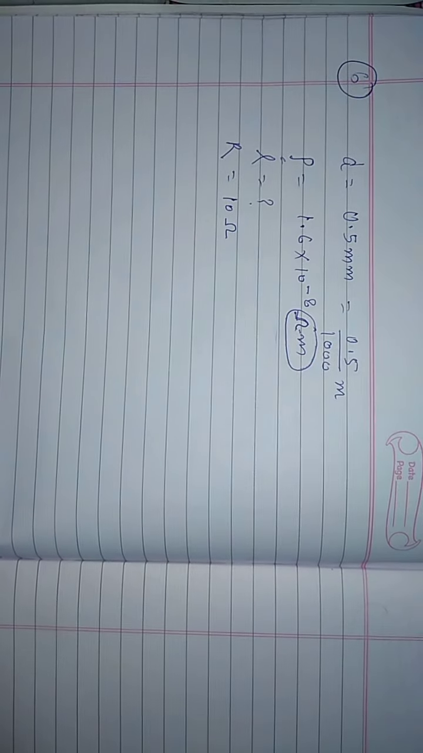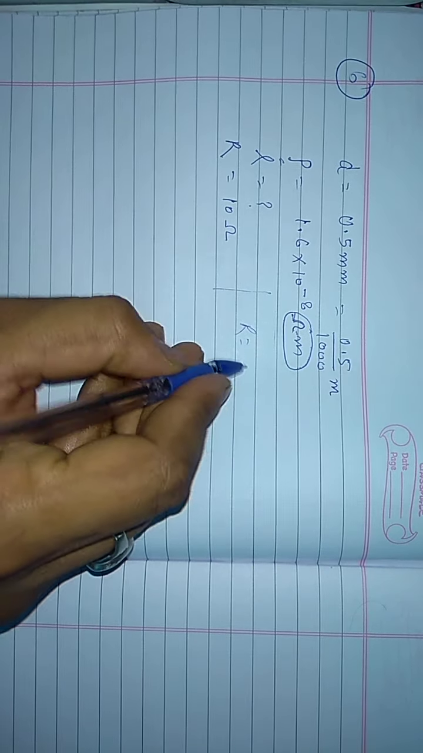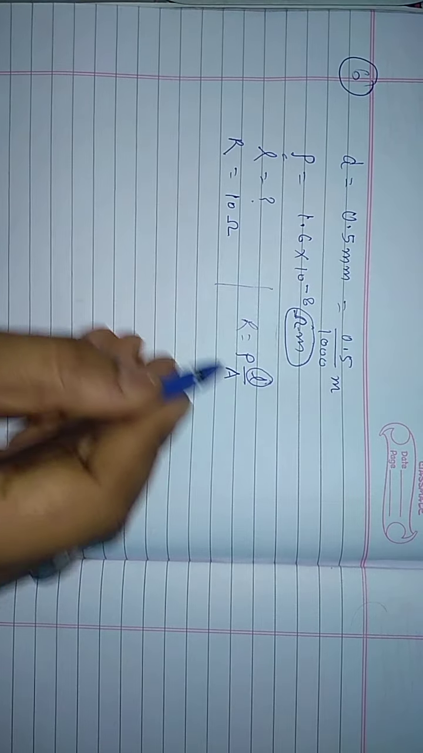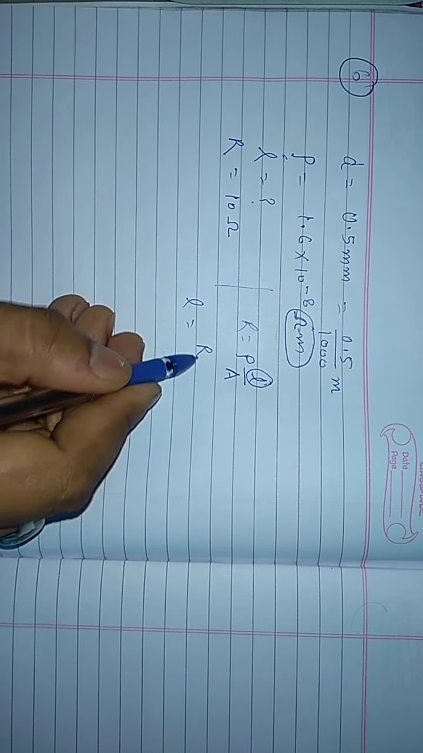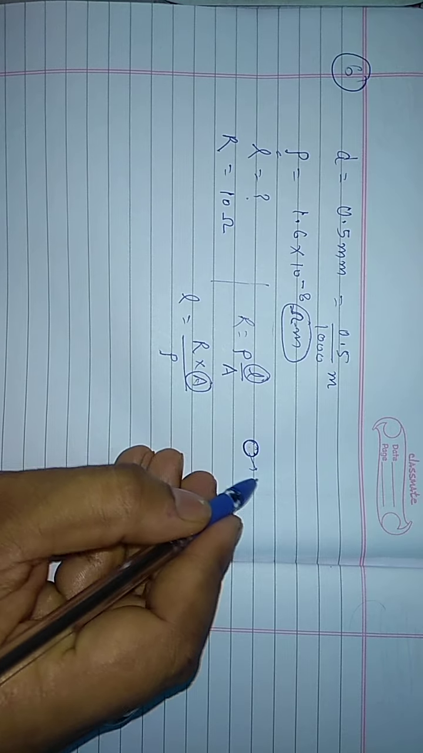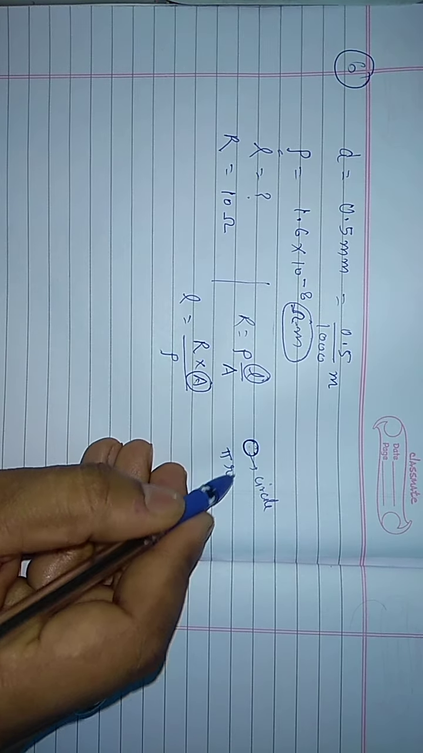All the data is this. So we know, very easy, R equals rho L upon A. This is the formula, and we have to find the length. So length will be equal to R into A upon rho. What is A? Because a wire is of cylindrical shape, the cross sectional area will be circle shaped, and the area will be pi r square.